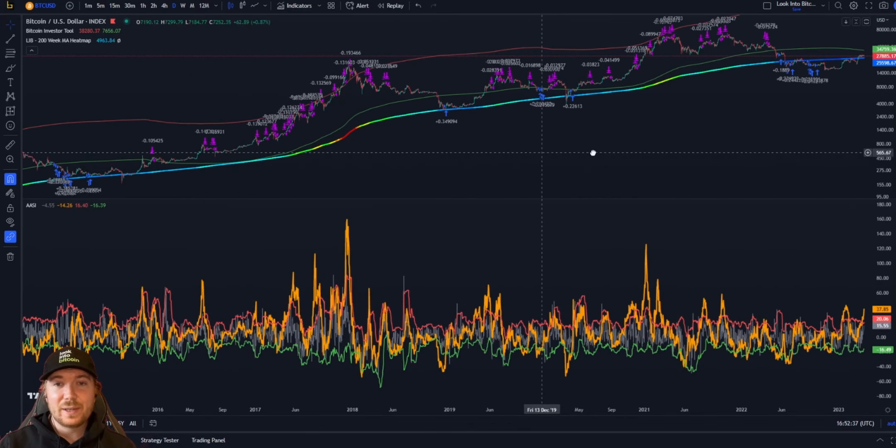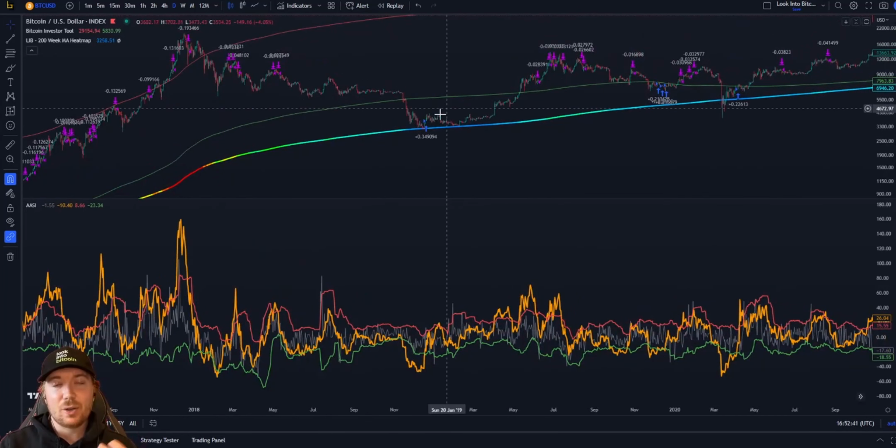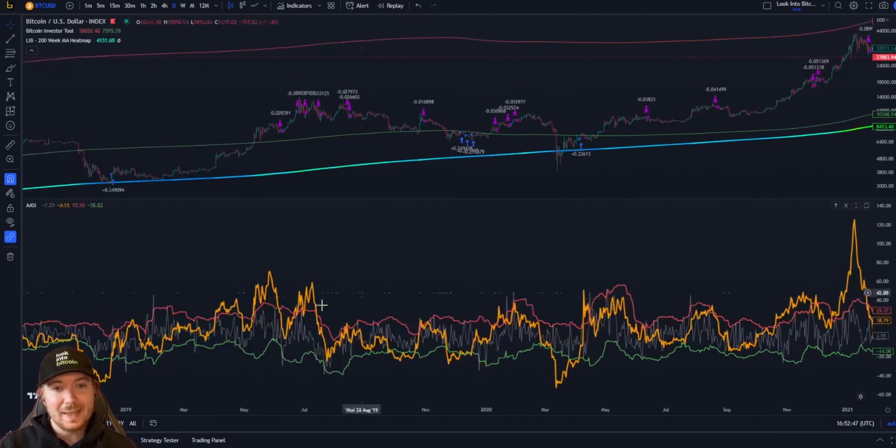So again, just to quickly recap, we're accumulating when Bitcoin is beneath the 2-year moving average, this Bitcoin investor tool green line, once the active address sentiment indicator crosses above this lower deviation. And we're taking profit when it crosses beneath this red deviation, this upper deviation on the active address sentiment indicator, once we're above the Bitcoin investor tool 2-year moving average indicated by this green line, and we're taking profit a percentage amount in relation to the percentage increase of the 200 weekly moving average.